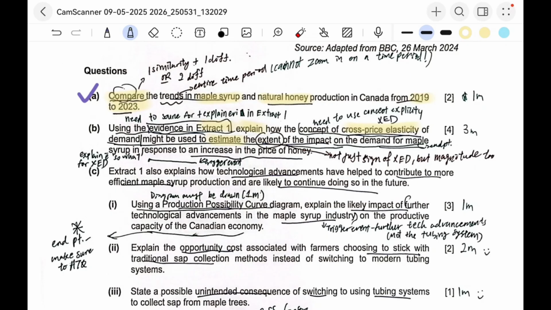Okay, this question is a little bit long-winded, but if you break it down, essentially it is trying to ask you, how do you use XED to explain the relationship between your honey and maple syrup? Because if you look at the second part of the question, which is might be used to estimate the extent of the impact on the demand in response to a change in price of honey, essentially this second part is the definition of your XED.